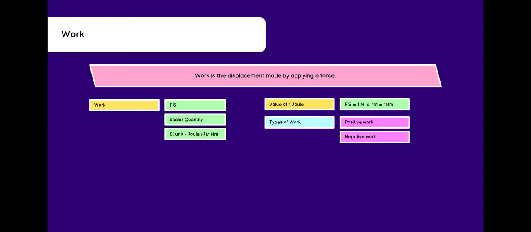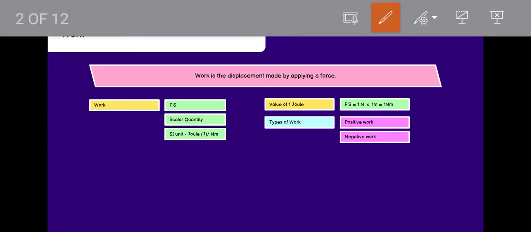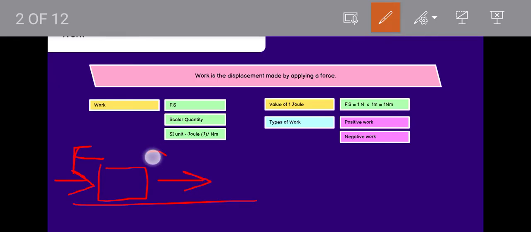The value of 1 joule is F into S, which is 1 Newton into 1 meter, which is 1 Newton meter. So there are two types of work, positive work and negative work. So let's see positive work. When I have an object here and I'm applying a force in this direction, if the object moves in the same direction of the force, it is positive work. Or when the object displaces in the same direction of the force, it is positive work.